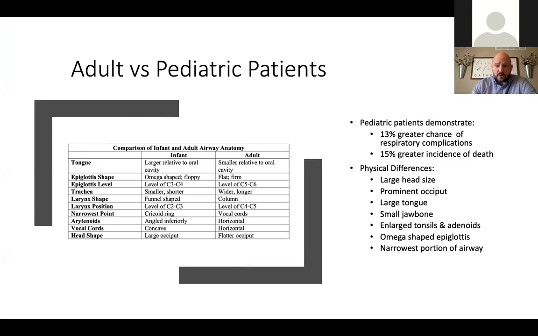The large tongue, small jawbone, and enlarged tonsils and adenoids may reduce upper airway space, causing greater difficulty during direct laryngoscopy and intubation. And then finally, the omega-shaped epiglottis and differences in the narrowest portion of the airway may require the anesthesia professional to utilize special equipment such as a Mac versus a Miller blade or a smaller endotracheal tube.